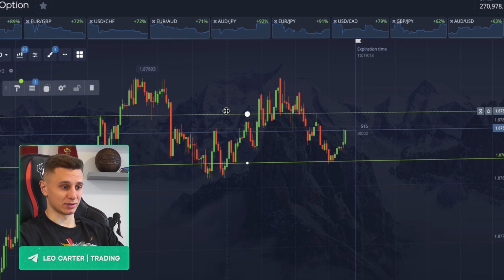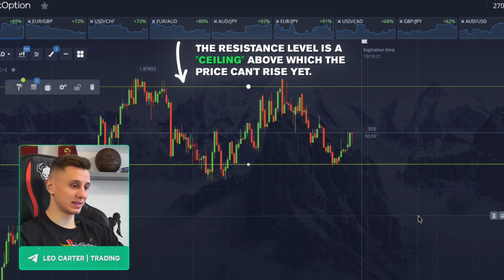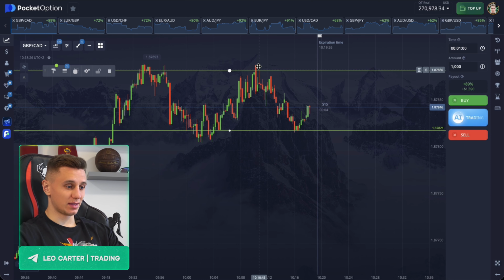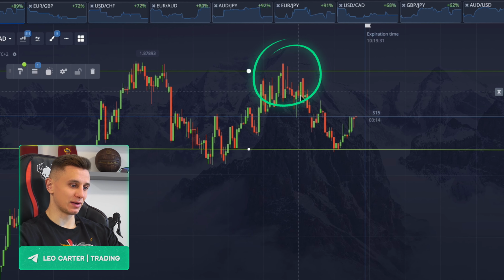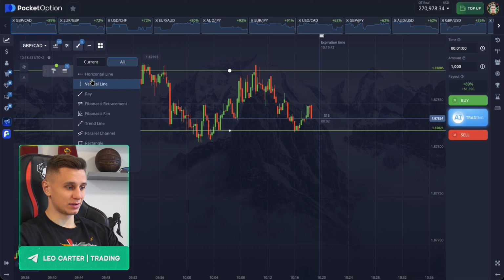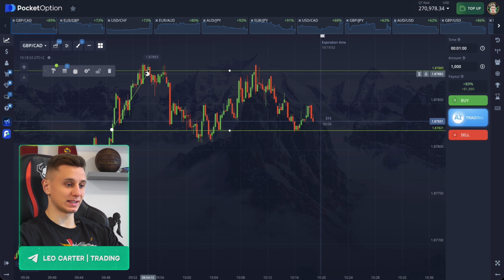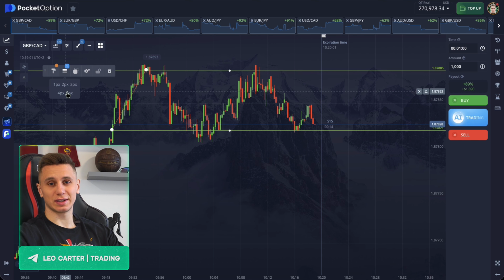Now let's look at the resistance level. It's the opposite story. The resistance level is a ceiling, above which the price can't rise yet. It hits the ceiling and goes into a correction. The chart shows that the price approached this level once, and then went down again. It turns out we are in a sort of corridor. Support below, resistance above. The price moves back and forth, and this fluctuation can be traded.